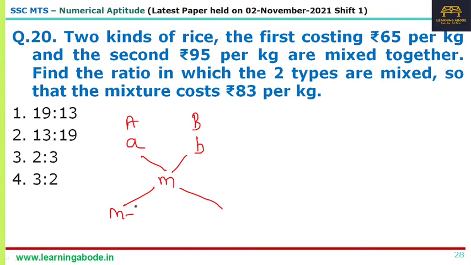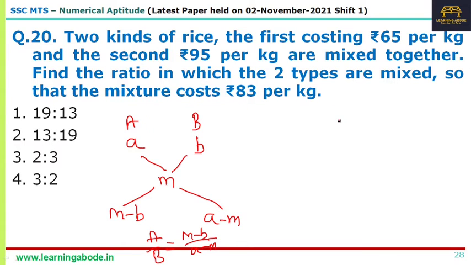Okay, so the difference between M and B, you write it here. The difference between A and M, you write it here. Now the ratio in which these two items A and B are mixed is given by M minus B by A minus M. This allegation method, you might have definitely learned in school. Now this is what we have to use here.